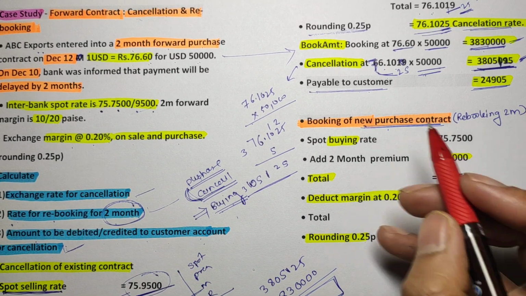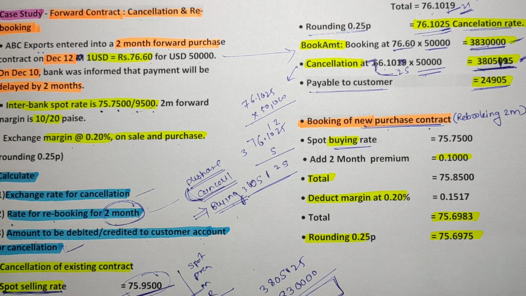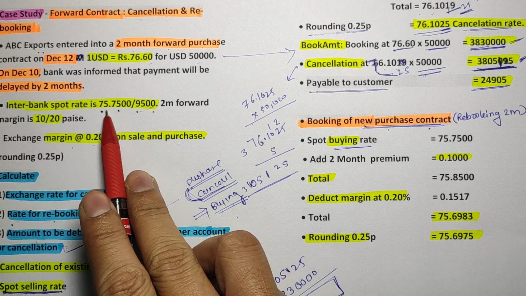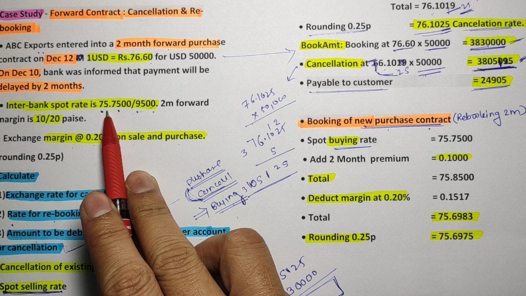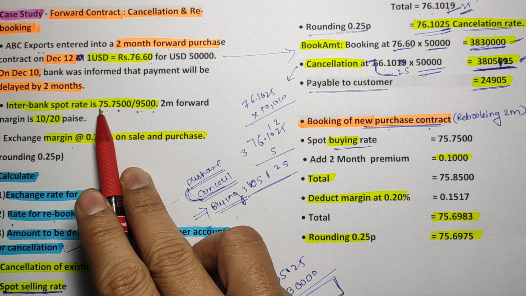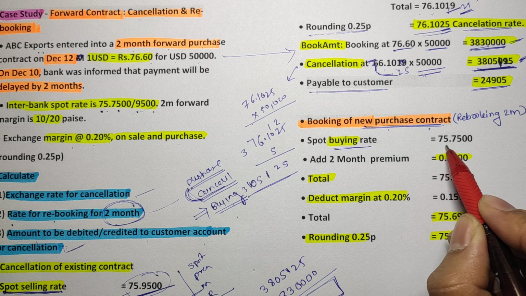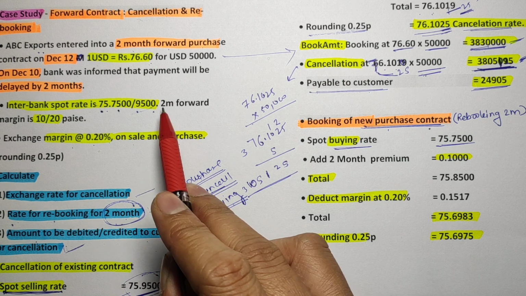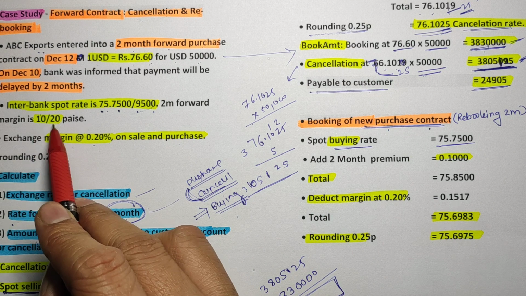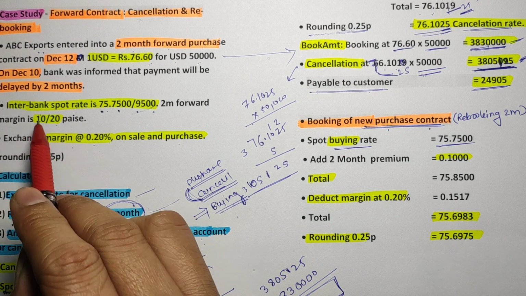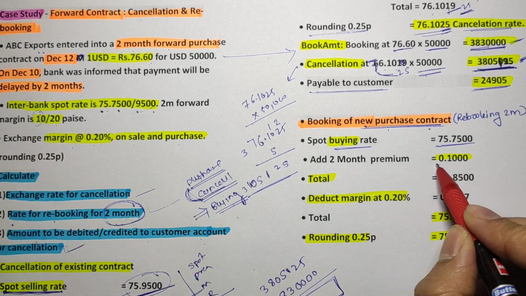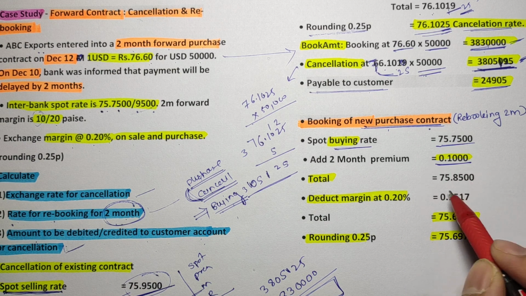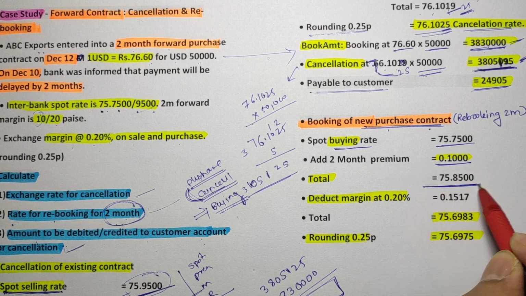Okay, now what will be the spot rate for the purchase? For the spot rate for the purchase, our target is to buy low, so 75.75 we will take as the spot rate. Next step is adjustment of the premium. For 2 months forward, they have given 10 and 20. It is the purchase, so we have to take the lower value. So 10 points we will take, so 0.10. Next, when you add, you will get 77.85.